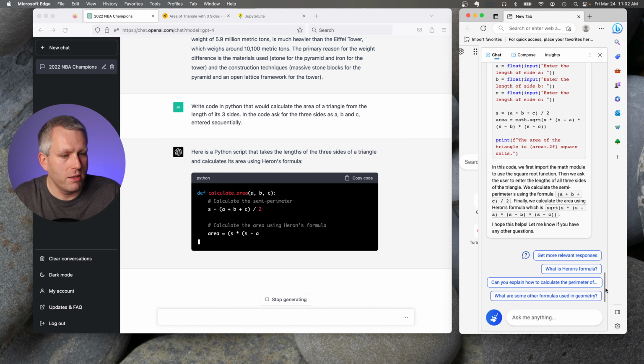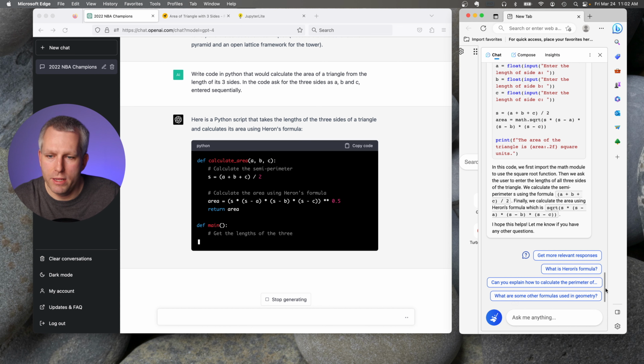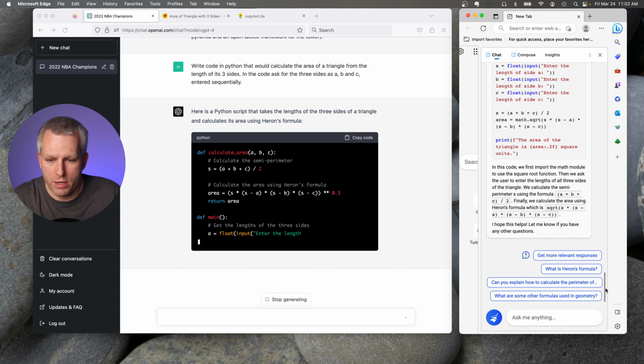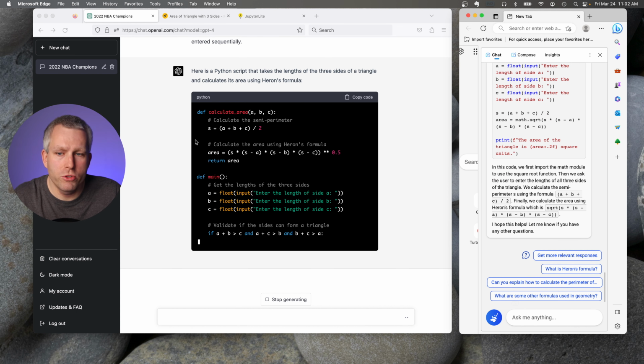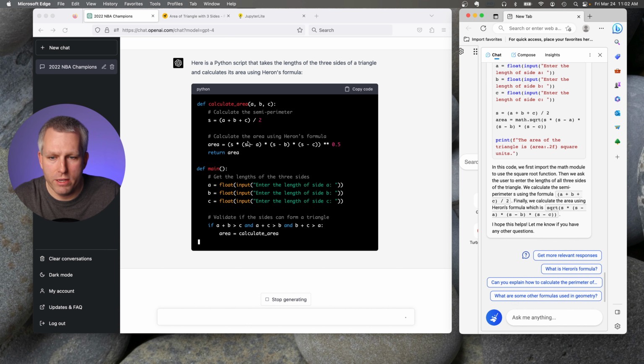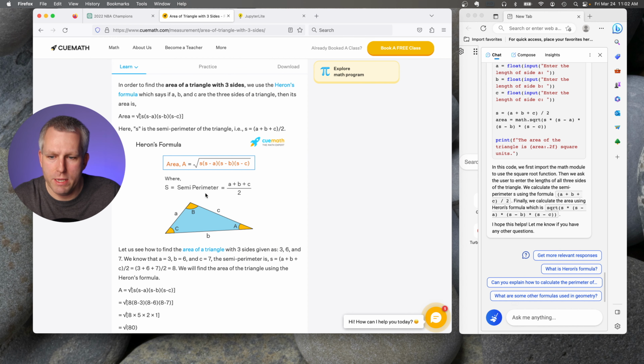So Bing Chat was a lot faster spitting out the response. I hit it after the GPT-4 and it's already done, and GPT-4 is still generating the code. It seems like both GPT-4 and Bing Chat identified the correct formula. You have to calculate the semi-perimeter, so it's A plus B plus C divided by 2, and then the area is calculated with this square root formula.